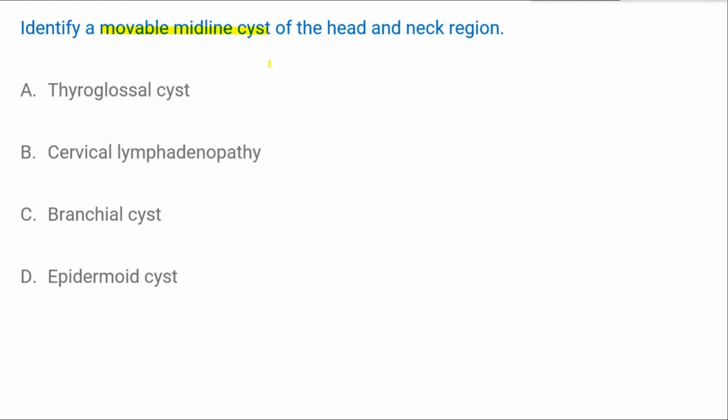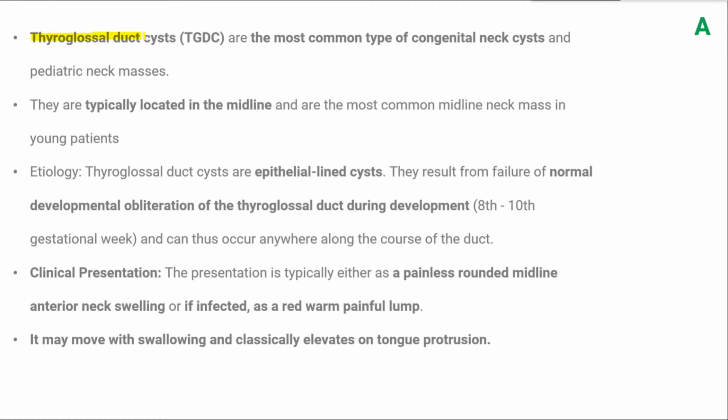So, the options are thyroglossal, cervical lymphadenopathy, branchial cyst, and epidermoid. The answer is A, that is the thyroglossal duct cyst. Why do we say it is a thyroglossal duct cyst? That is what we want to know.